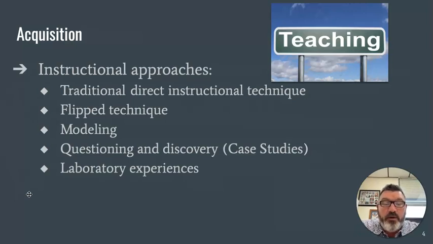But from there, hopefully we can quickly move you into using maybe a flipped instructional technique where you give them the assessment first and let them work backwards through the content, and then you explain the key areas that they failed to master at the end. Or you do some modeling, or a question and discovery, or a case study type approach, or simply some lab experiences. But those final four points there are really centered on trying to get the student to lead the learning in order to acquire the knowledge.